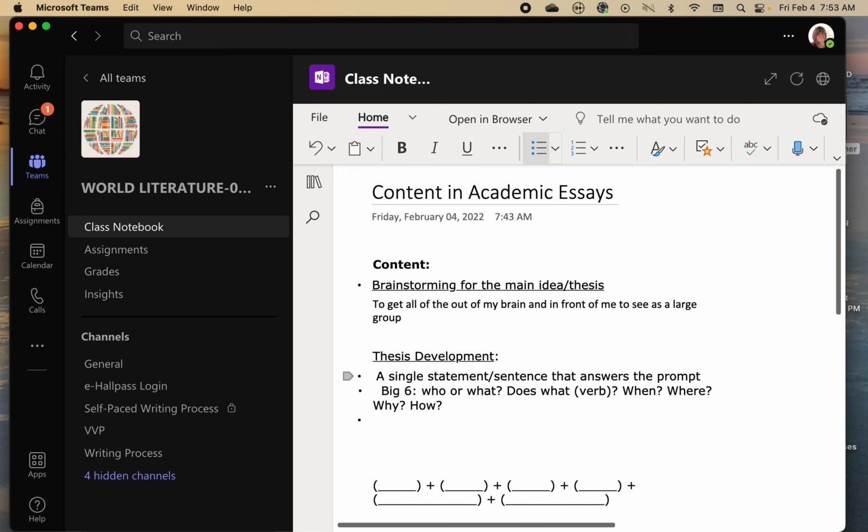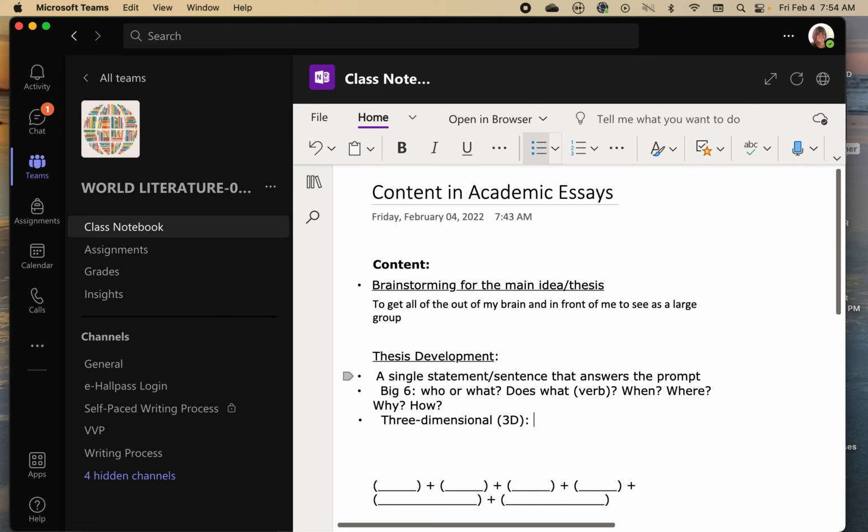But it should have the who or what, does what, when and or where, why, and how. Okay? So, and also, we are using what's called a three-dimensional thesis statement, or 3D. Okay, and what that means is one of those questions above is going to have 3 answers. One of the big 6 will have 3 answers.